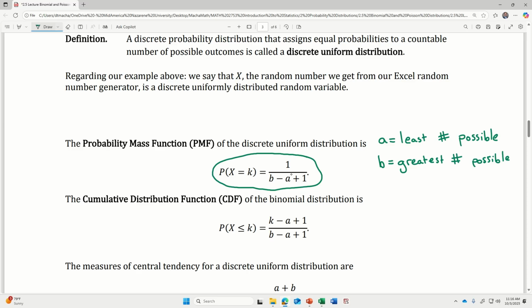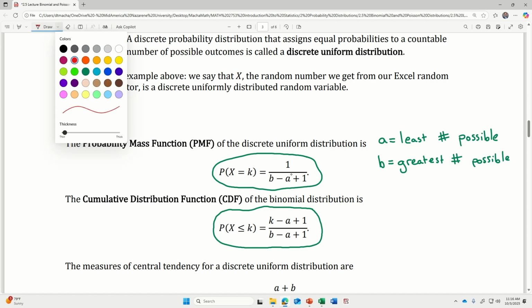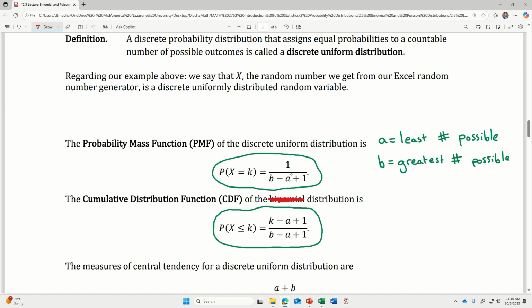And there's no CDF table for the uniform distribution. And so if you need to get the CDF of a, oh shoot, that's a typo. I've got to fix my typos. That's not binomial, that's discrete uniform. Yeah, so if I need the CDF, I actually have to have this formula written down too.